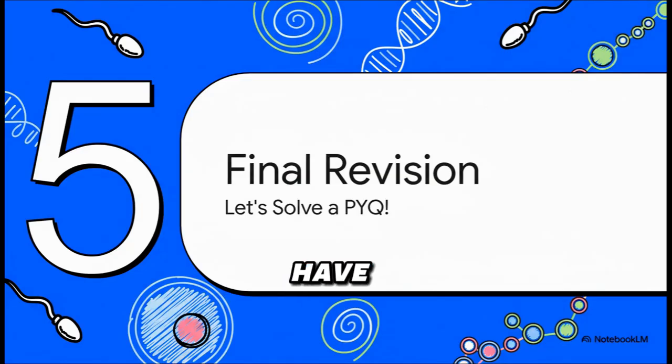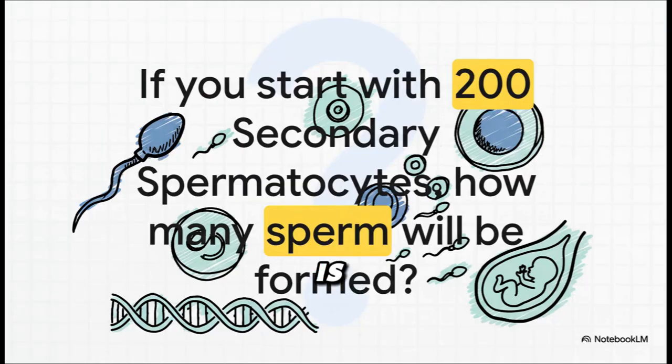All right, we have covered a ton of information. So let's see if it's stuck. Time to put your knowledge to the test with a quick question, just like one you'd see in your exam. You ready for this? Okay, here it is. If you start with 200 secondary spermatocytes, how many mature sperm will you get at the end of the process? Think back to that spermatogenesis timeline. I'll give you a second to think.